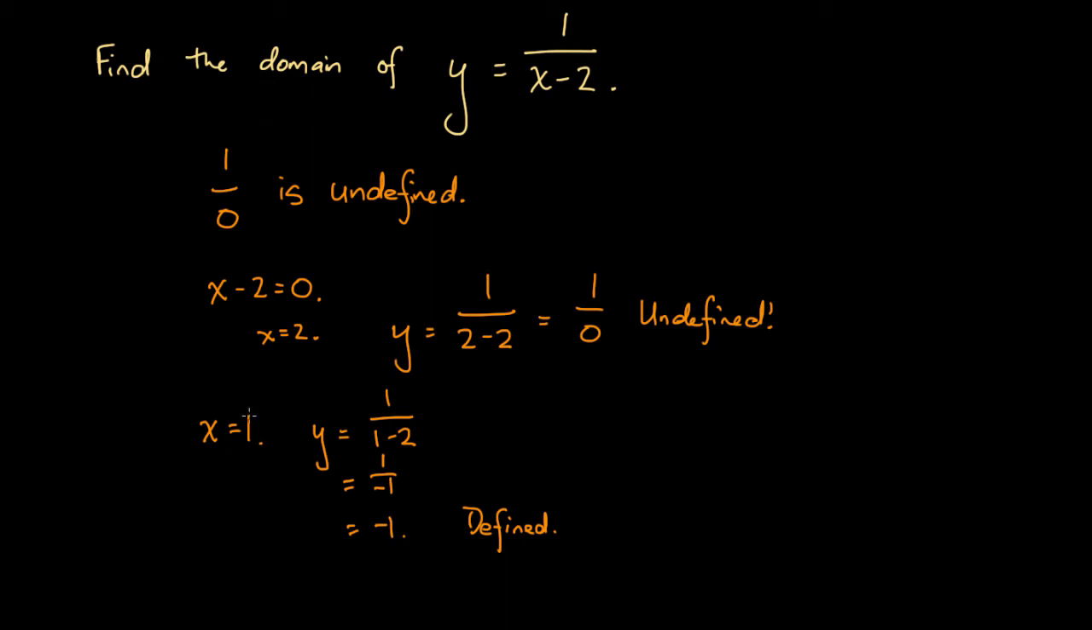If we were to substitute any real value apart from x equals 2 into this equation, we always get a real value for y. Consequently, we can state here that the domain of the function consists of all values of x except x equals 2. And the way we write that is x does not equal 2. That's the domain of this function.